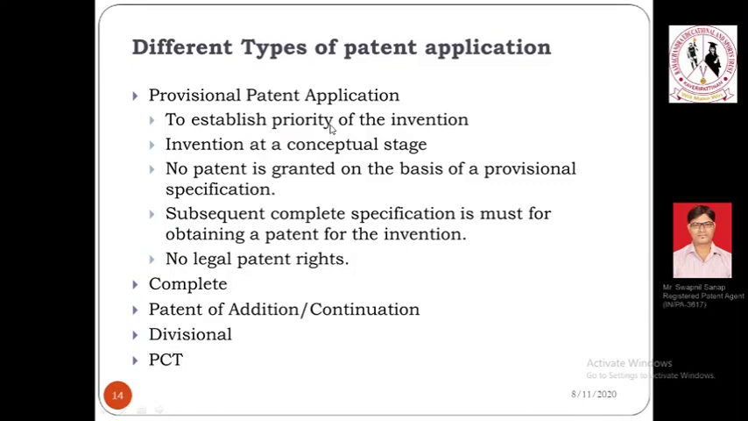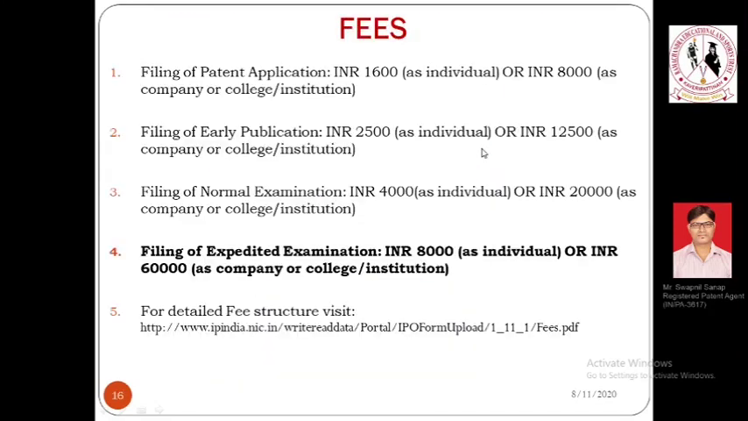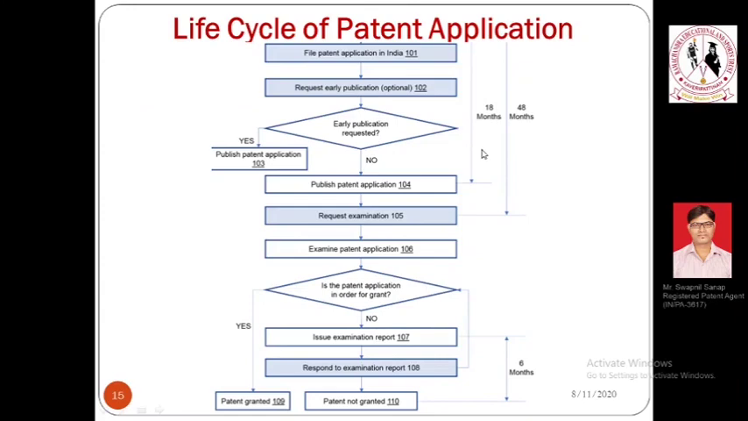But at the moment, just for clarity, there are 5 different types of patent applications. One is referred to as provisional, another is complete, third is patent of addition, fourth is divisional, and fifth is PCT. Moving on.